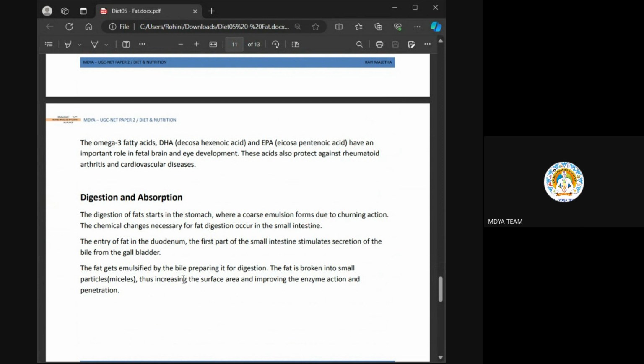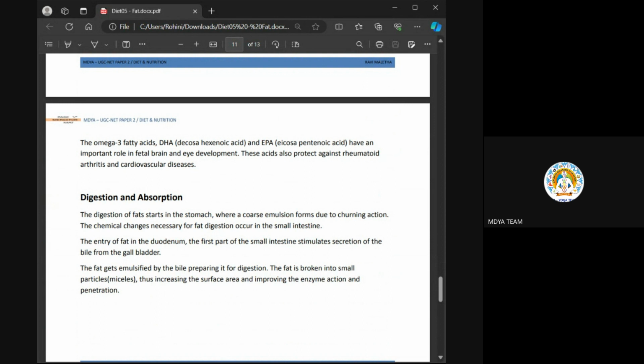And the entry of the fat in the duodenum, the first part of the small intestine, stimulates secretion of the bile from the gallbladder. The bile, which is manufactured by the liver and stored in the gallbladder, then from the common bile duct enters into the small intestine, and the pancreatic juice from the pancreas also enters that part of the small intestine, that is the duodenum. And after the digestion, which started in the stomach with the help of the gastric lipase, the digestion of the fatty things is completed in the small intestine, in the first part, the duodenum.